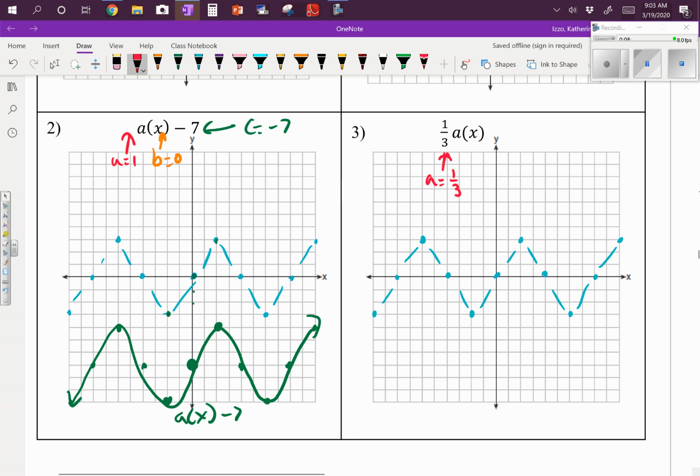What's that going to do? That's going to make it fatter, because A is between 0 and 1. Remember, if A is less than 0, that means we're going to do a flip. And if A is between 0 and 1, that means it's going to get fatter. And if A is bigger than 1, it means it gets skinnier.